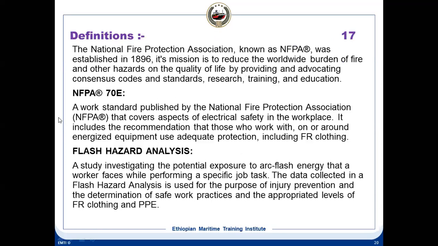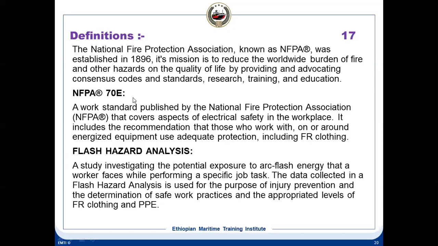So there are a few definitions in this. We'll just go through them. One is NFPA, as I told you. This stands for National Fire Protection Association, and its mission is to reduce the worldwide burden of fire and other hazards on quality of life by advocating codes, standards, research, training, and education. 70E covers the aspects of electrical safety in the workplace.